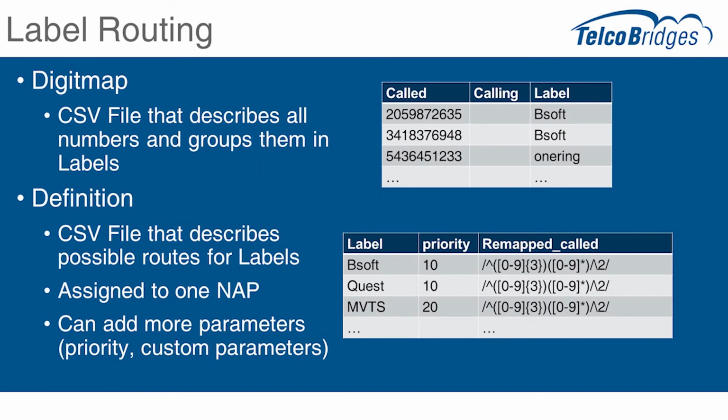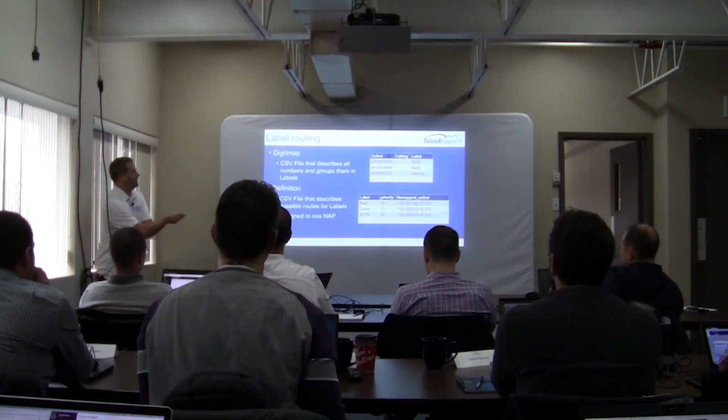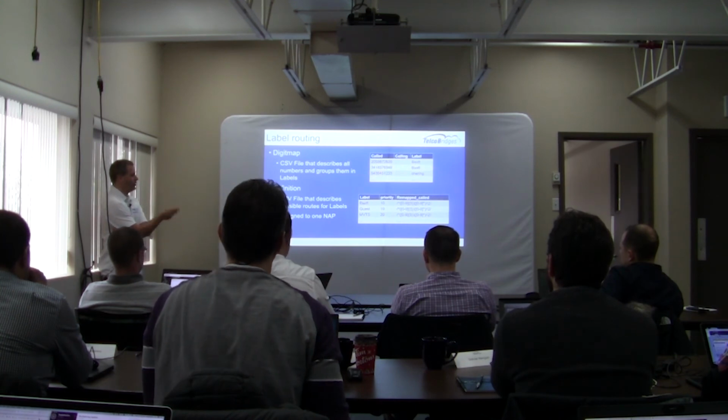And so here is an example, a simplified example, of course, of a digit map file. It's just a CSV file with three parameters: called, calling, label. Usually customers use called, but I've seen some of them use calling. Then you have all these numbers that are all different, and they say these ones I regroup as label bsoft, for example, and these ones I put in label one ring.